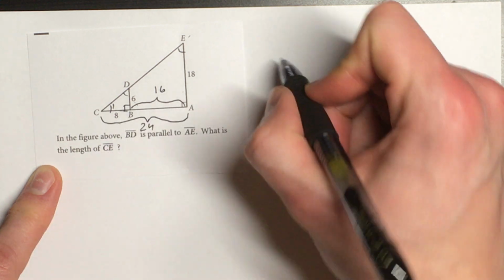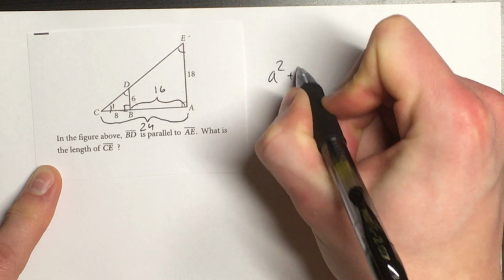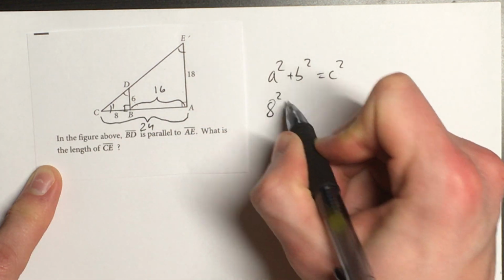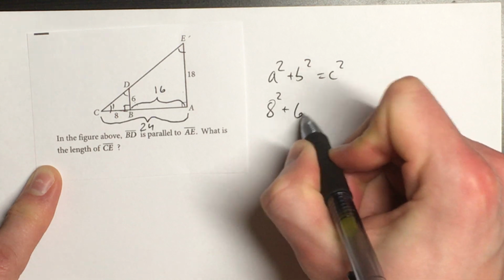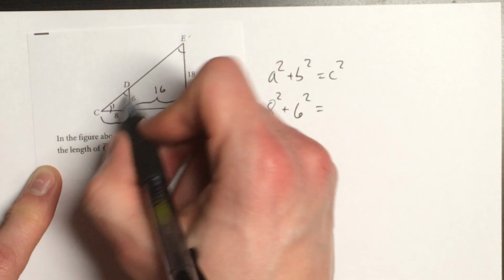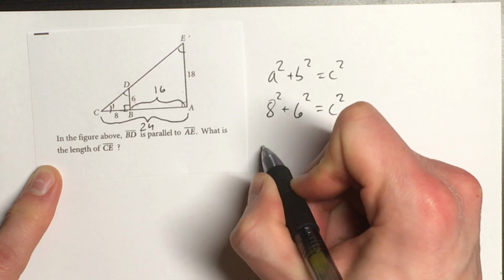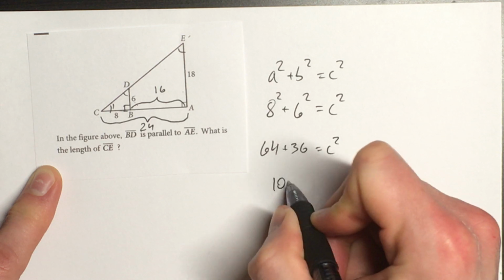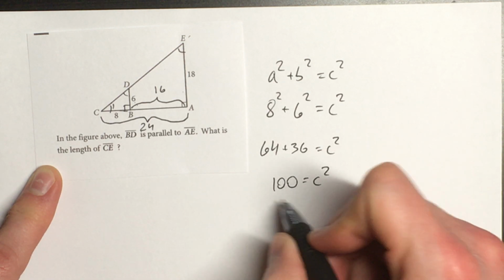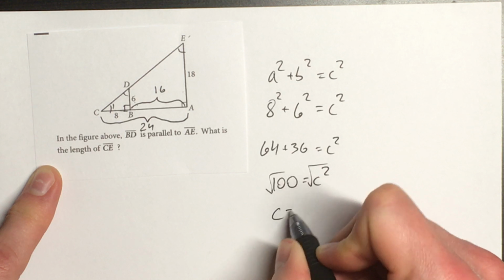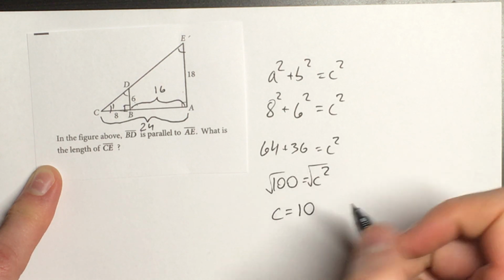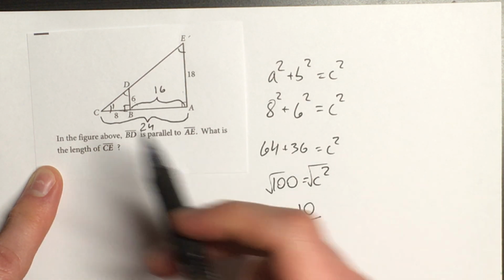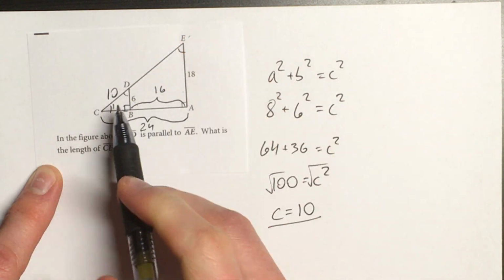So instead, we know that a squared plus b squared equals c squared. Our a squared on the little triangle is 8. So 8 squared plus 6 squared is equal to c squared. That's 64 plus 36 equals c squared. This is 100 equals c squared, which means if we take the square root of both sides, we get that c is equal to 10. And of course, when you take the square root, it's plus or minus, but since you can't have a negative length, it's just positive 10. So we know that CD, this little section right here, is actually 10.